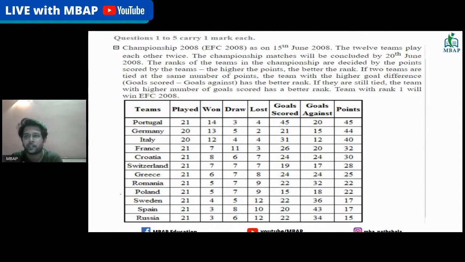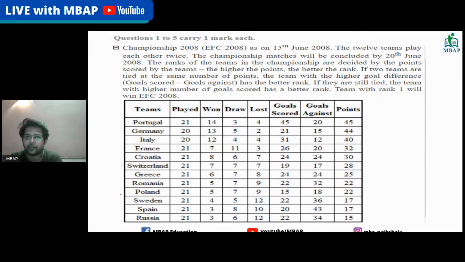The rank of the teams in the championship is decided by the points scored by the team. The higher the points, the better the rank. If two teams are tied with the same number of points, the team with the higher goal difference has a better rank.